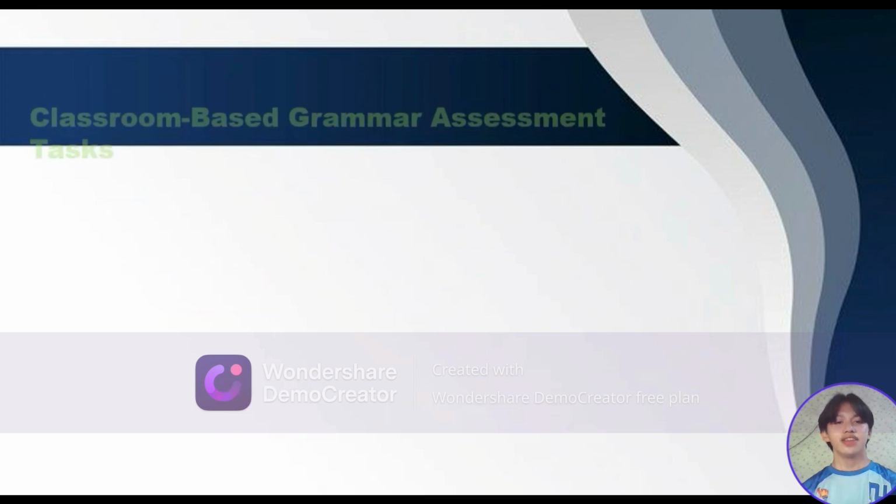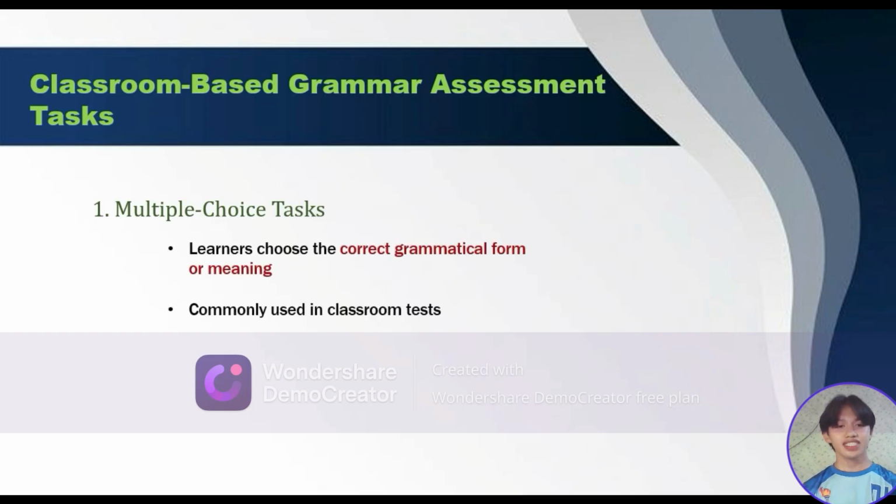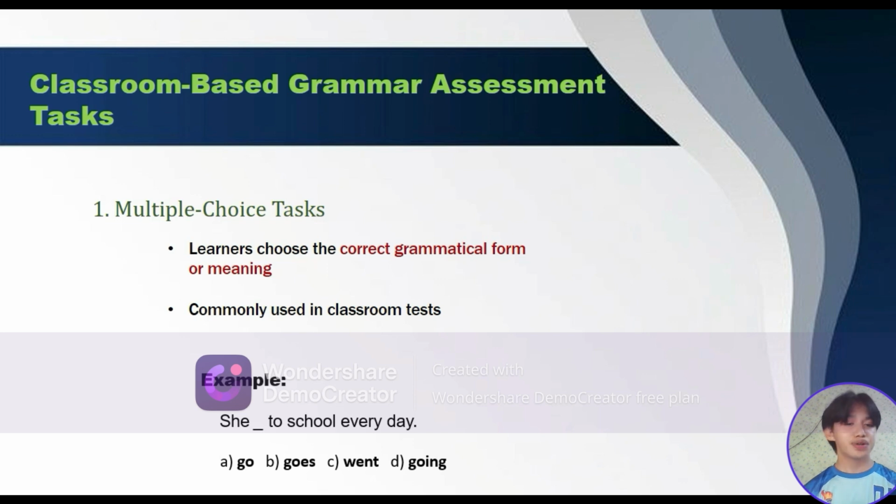Next, we have the classroom-based grammar assessment tasks. There are various grammar assessment tasks that teachers commonly use in the classroom. First, we have the multiple choice task. A multiple choice task requires learners to choose the correct grammatical form or meaning from several options. These tasks are widely used because they are easy to administer and score. For example, she blank to school every day. The correct answer is goes, which tests subject-verb agreement.